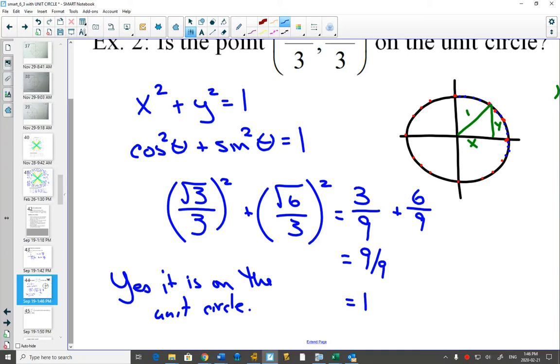If there are an infinite amount of points on the unit circle and an infinite amount of points that aren't on the unit circle, does that mean if you guessed, you'd have a 50% chance of getting it right? That's kind of messed up math.